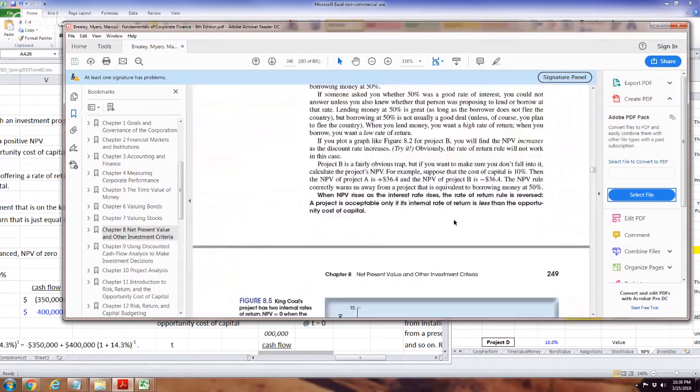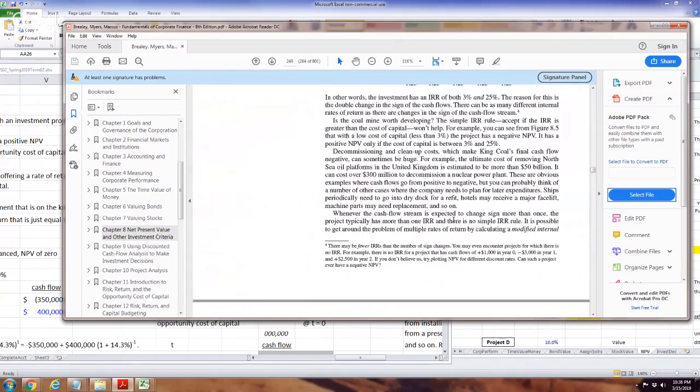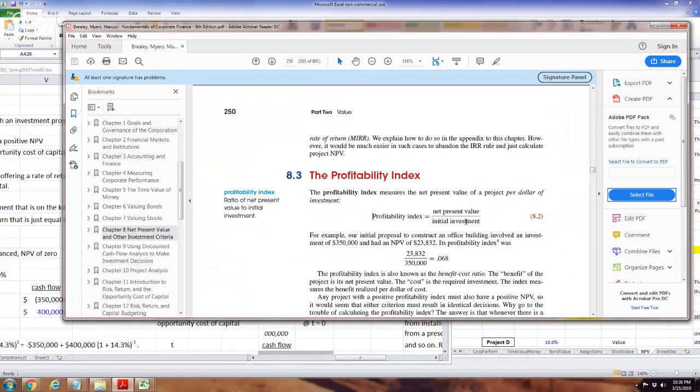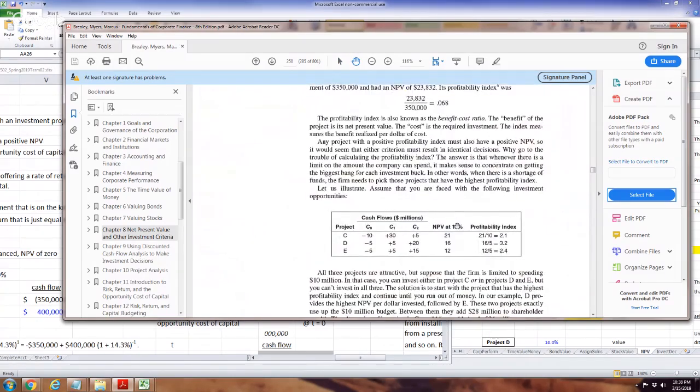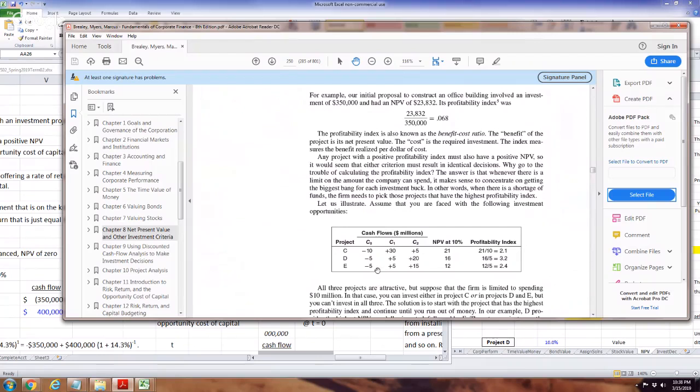And we're looking for the index chapter. Yeah, here's profitability. Again, net present value. What that looks like in the textbook, the cost benefit ratio. And you have these 3 different projects.